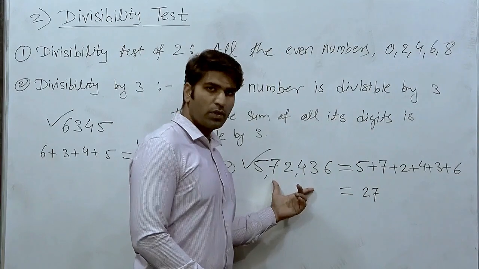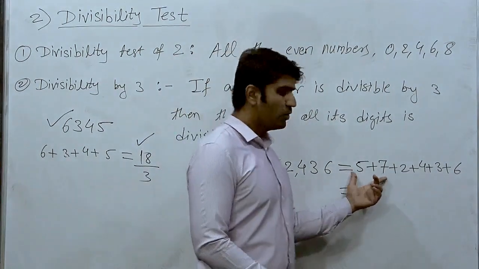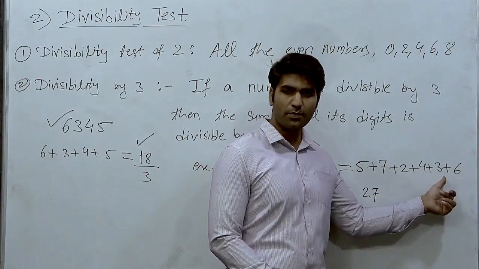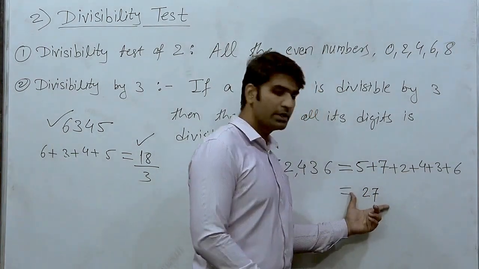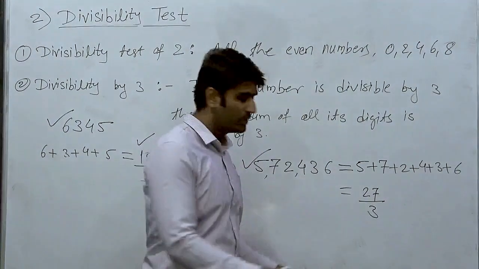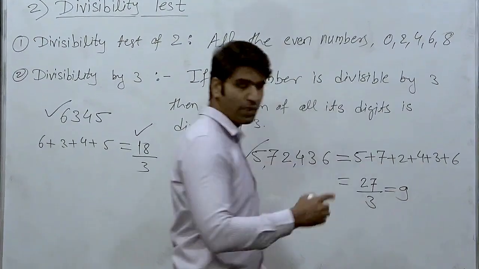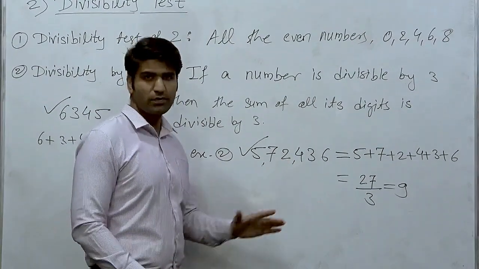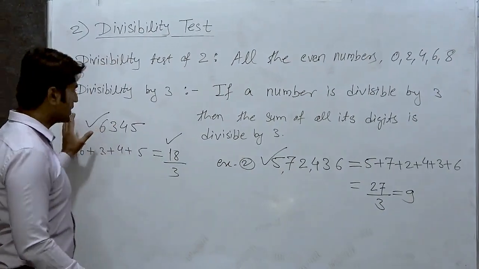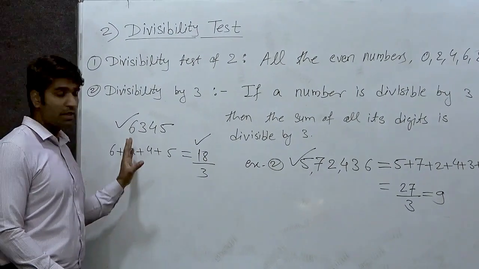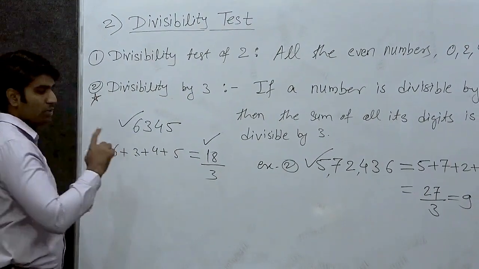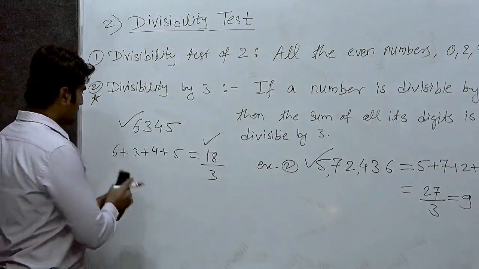It is very simple. First, check the given number, then the sum of its digits: 5 plus 7 plus 2 plus 4 plus 3 plus 6, and the sum is 27. If the sum is divisible by 3, yes, the sum is divisible by 3, then the whole number is divisible by 3. Okay, so it is the divisibility test of 3 and it is very important. I will make a star here. It is very important.